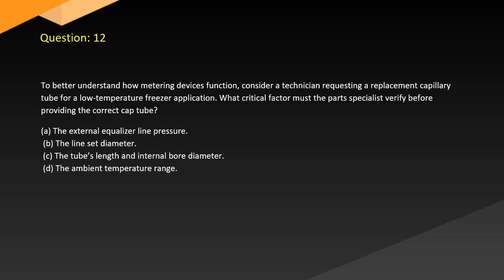Question 12. To better understand how metering devices function, consider a technician requesting a replacement capillary tube for a low-temperature freezer application. What critical factor must the parts specialist verify before providing the correct cap tube? A. The external equalizer line pressure. B. The line set diameter. C. The tube's length and internal bore diameter. D. The ambient temperature range.